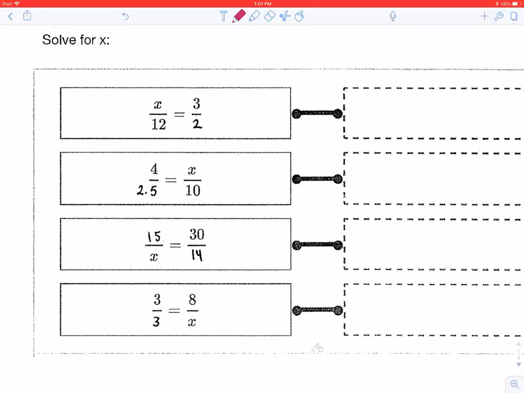In the next question, you're being asked to solve for x, and you have 4 different proportional relationships. Now, there's a few different ways of solving for x. You could either do it mentally, which some of these you can do, or you can use the cross products.